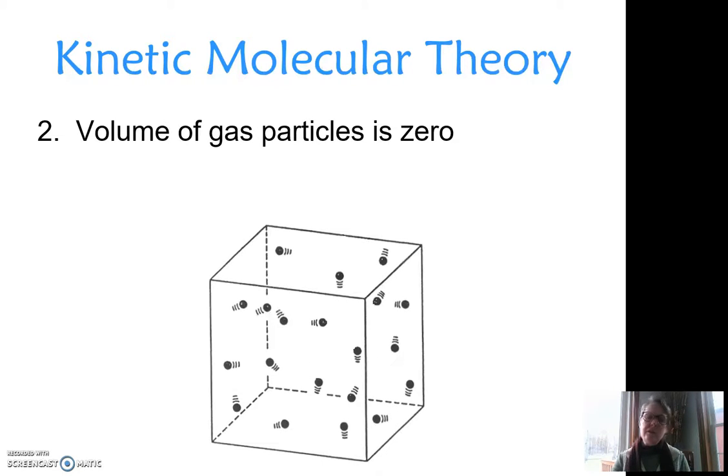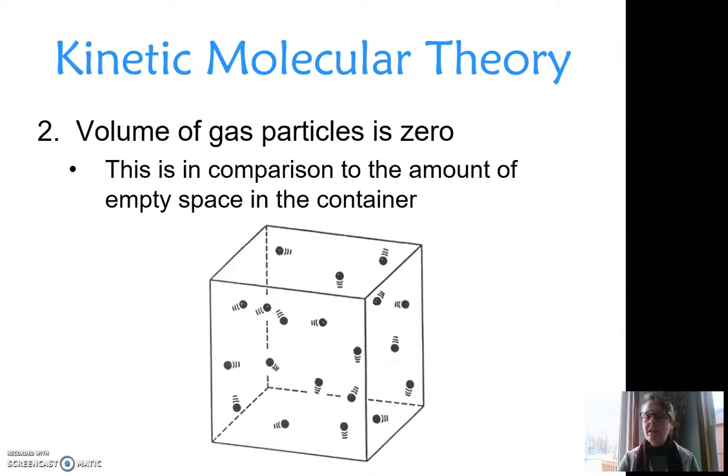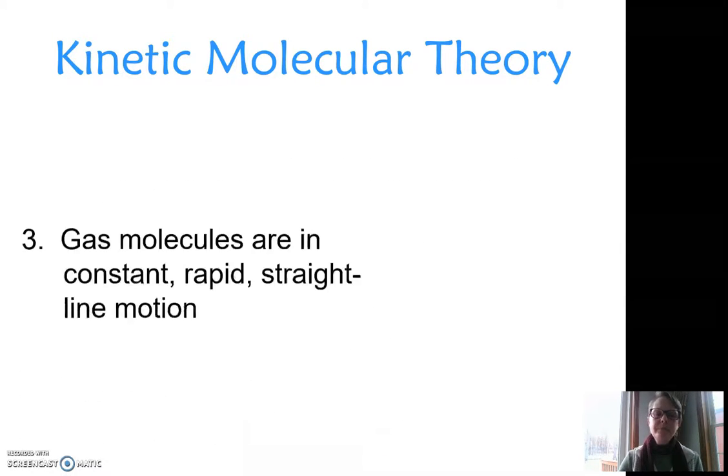Volume of the gas particles is 0. In actuality, that particle itself is not 0, but when you compare it to the overall size of the entire container, the amount of space that the particles take up if you were to squeeze them all down into a small corner is very, very minimal. And so rather than applying a correction factor, it's just easier to say that they don't have any volume.